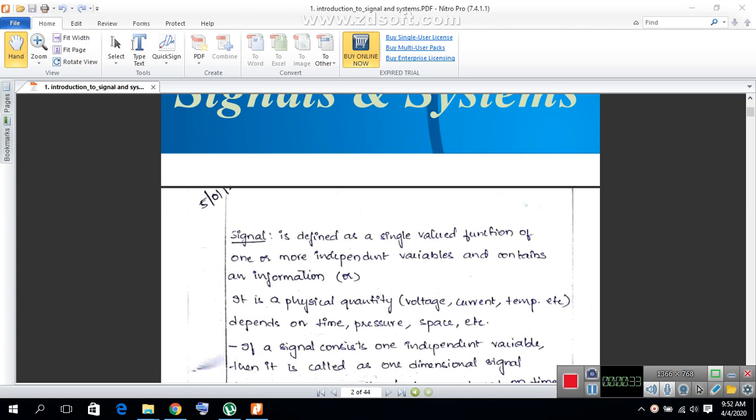First of all, the definition of signal: any signal is defined as a single valued function of one or more independent variables and contains information. Signal is a set of data which conveys information, which can be in any form like video signal, acoustic signals, etc.